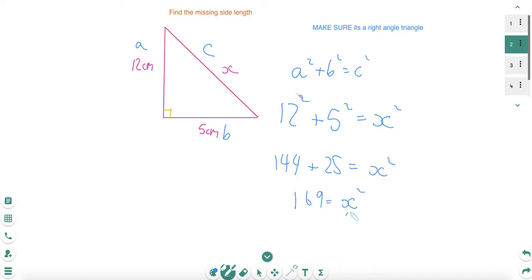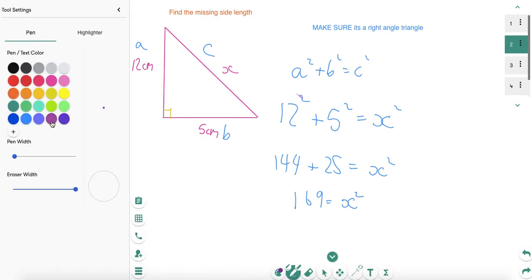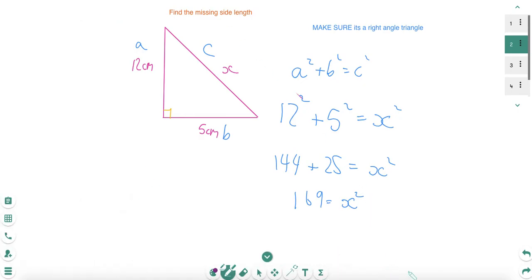So some number, x squared, makes 169. Well, in order to isolate x or get x by itself, the inverse of square is square root. So we're going to square root both sides. And we're going to square root this side. So, the square root of 169 is 13. And the square and the square root cancel out, leaving us just with x. So x is 13. And that's how we apply Pythagoras' theorem, guys.